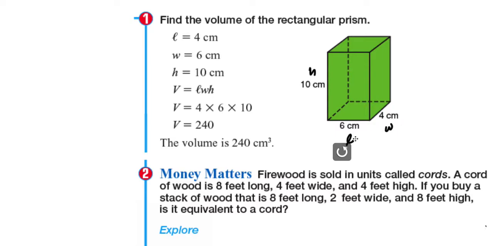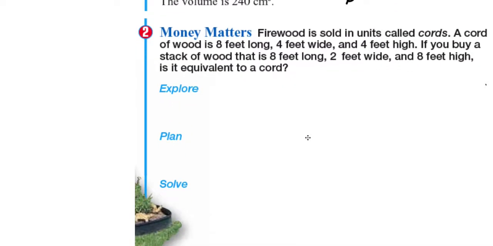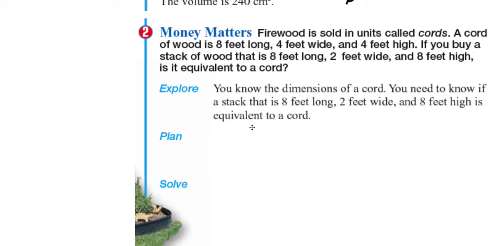Okay? Let's take a look at example number 2. Firewood is sold in units called cords. A cord of wood is 8 feet long, 4 feet wide, and 4 feet high. If you buy a stack of wood that is 8 feet long, 2 feet wide, and 8 feet high, is it equivalent to a cord? Okay, so let's see what we know. The dimensions of a cord, and you need to know if a stack that is 8 feet long, 2 feet wide, and 8 feet high is equivalent to a cord.